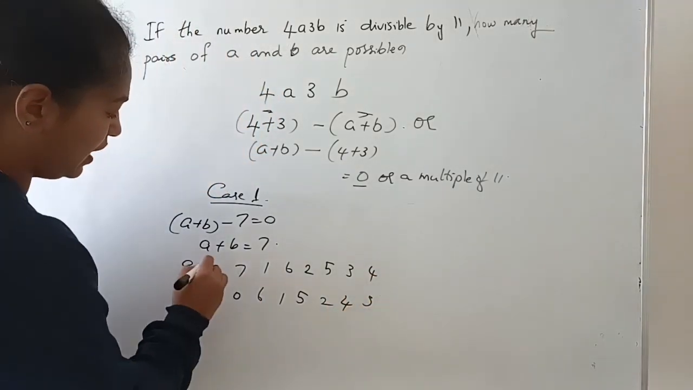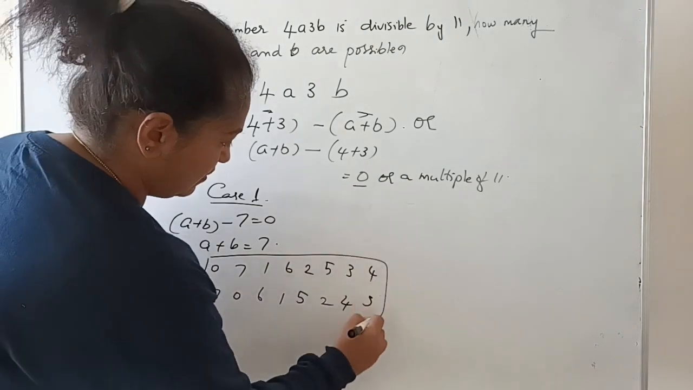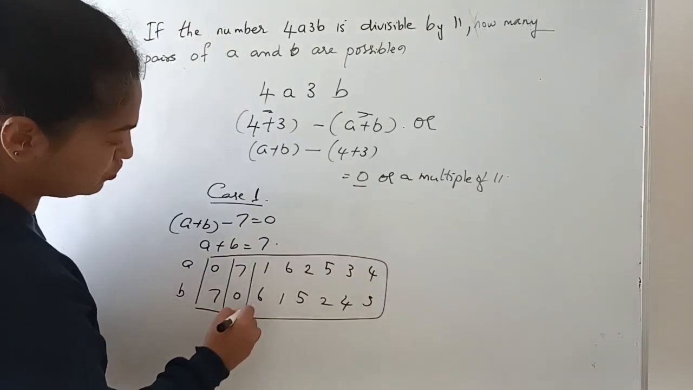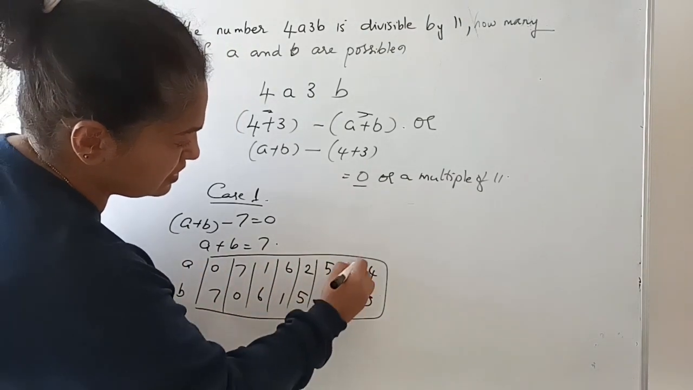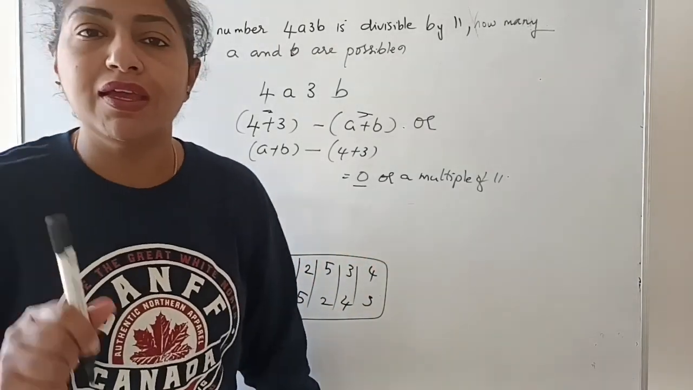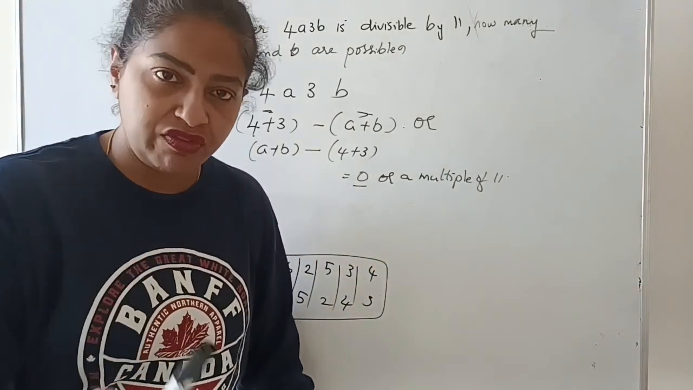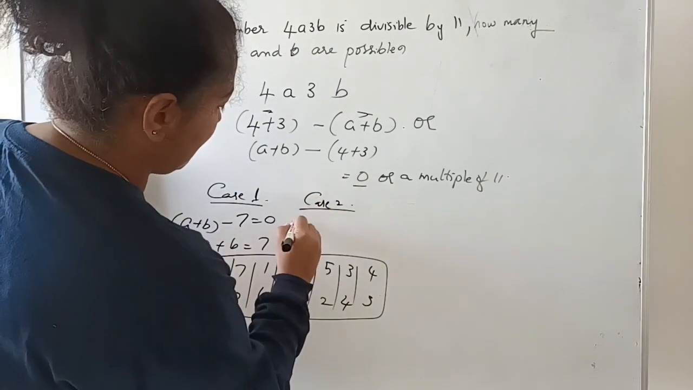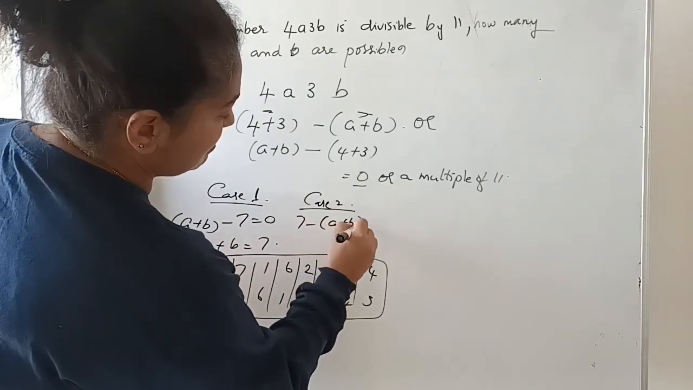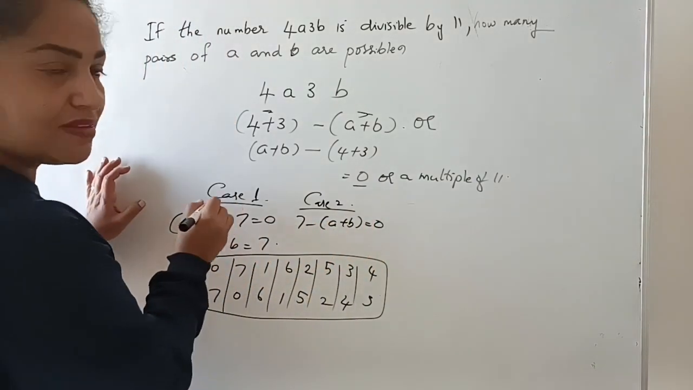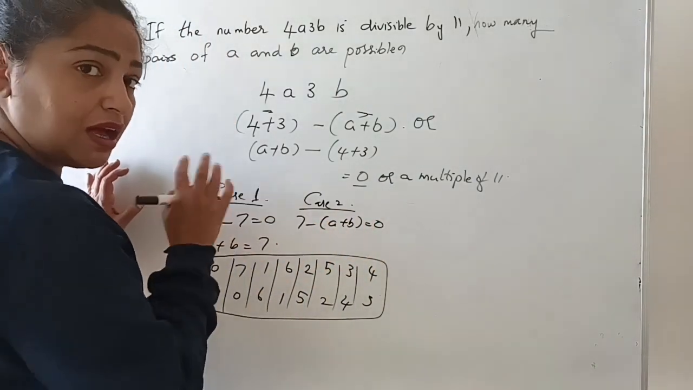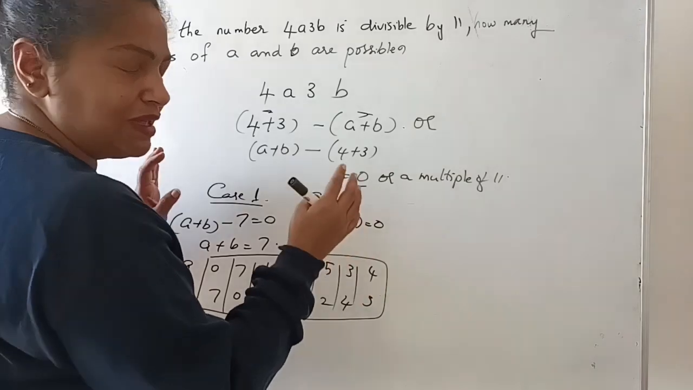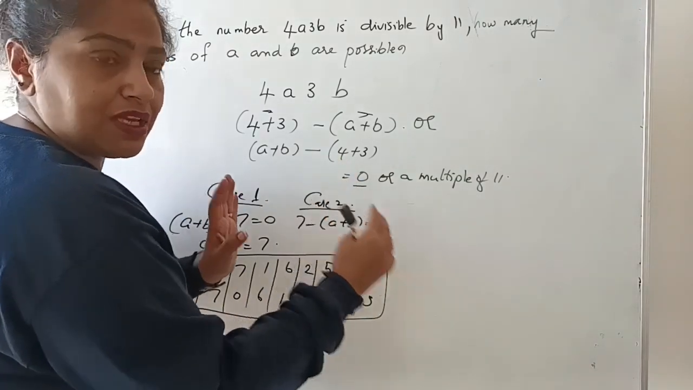Correct? So how many numbers am I having? 1, 2, 3, 4, 5, 6, 7, 8. I am having 8 numbers over here that give me a sum of 7. So this is my first case. Now what is my second case? My second case is 7 minus a plus b is equal to 0. It gives me back the same case, so both imply the same condition, and I don't need to take them separately.